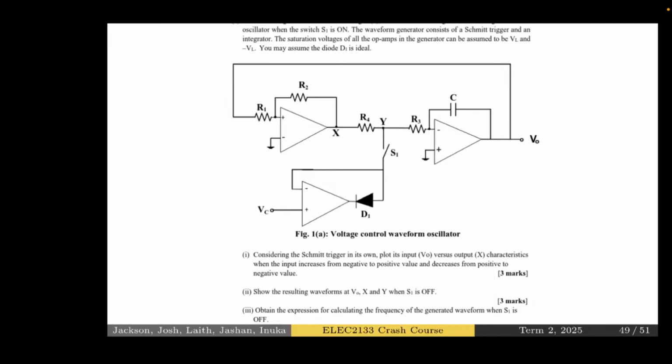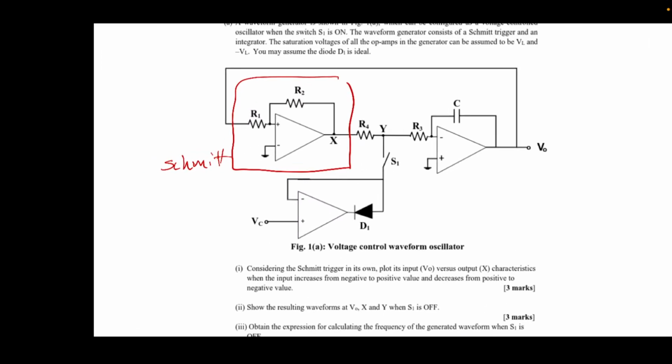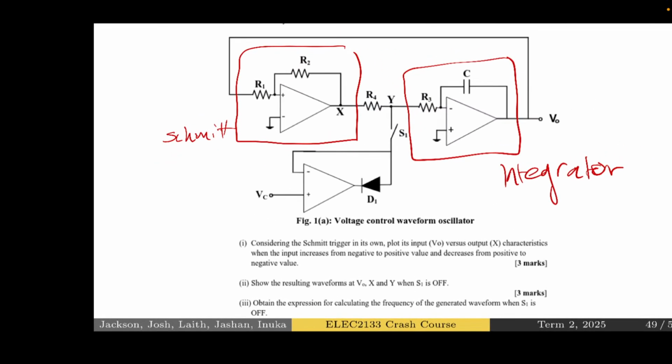I guess before I go on, let's have a look at the different components of this circuit. So this component is a Schmidt trigger. You should just know this, just memorize this. Okay, this is an integrator. This was on the slides that Jackson covered before. And this component down here is a clamper. So it'll clamp the output voltage. We'll go through each component individually and figure out how they work.